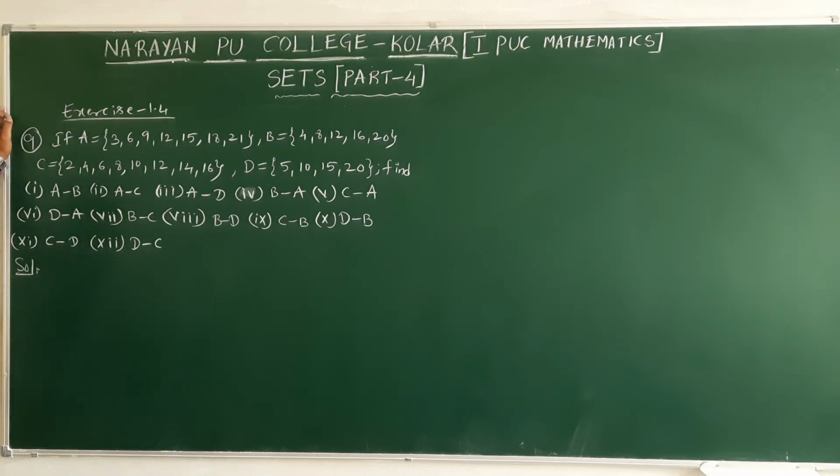Coming to question number 9, they have given sets A, B, C, D. We need to find all these terms. We need to use the concept of difference between sets. First, here we need to find A minus B. First question.